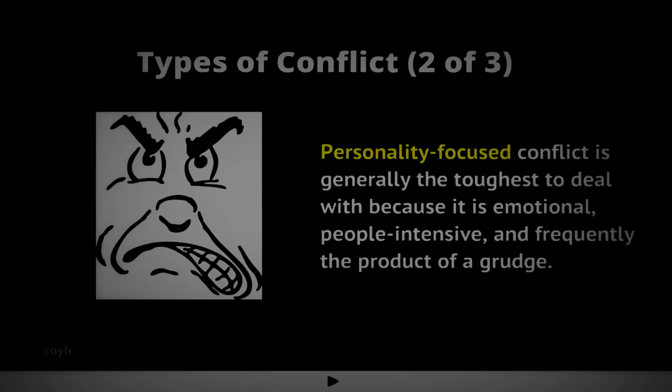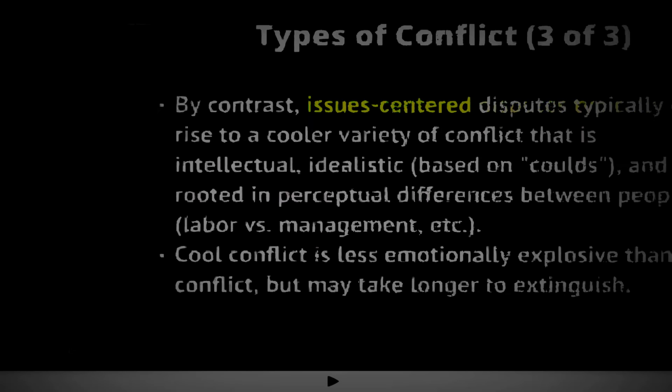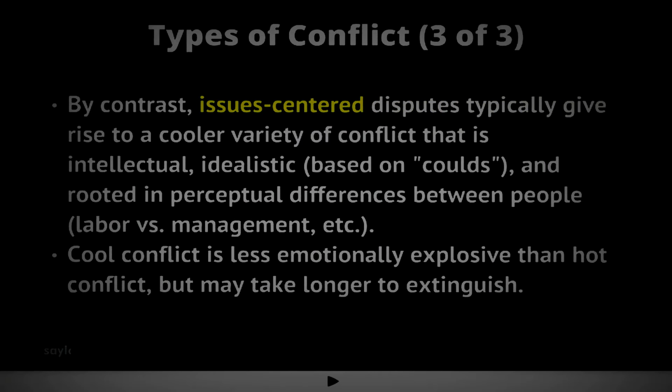By contrast, issue-centered disputes typically give rise to a cooler variety that is intellectual, idealistic, in other words, based on coulds, and rooted in perceptual differences between people. For example, labor versus management. Cool conflict is less emotionally explosive than hot conflict, but may take longer to extinguish.